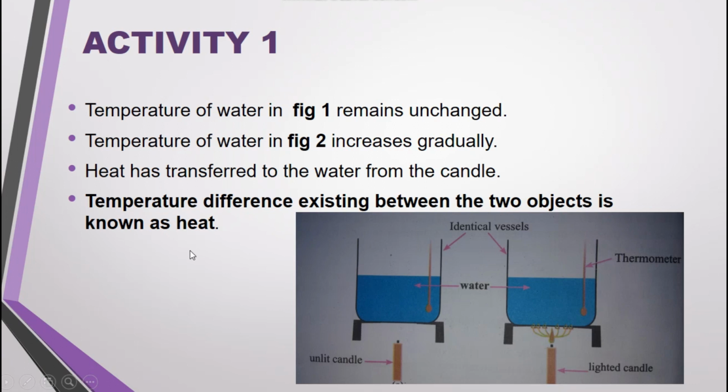What is the definition of heat? The temperature difference existing between two objects is known as heat. If you consider this example, the temperature difference between this candle and this water is the difference in heat.